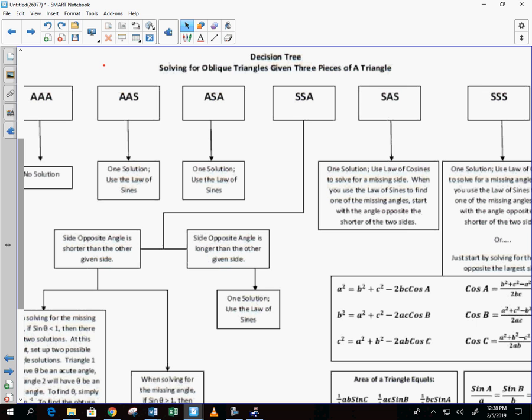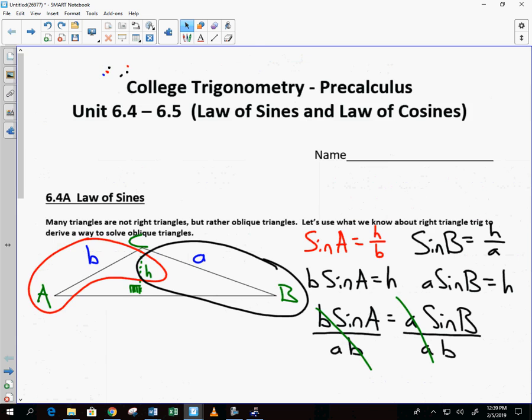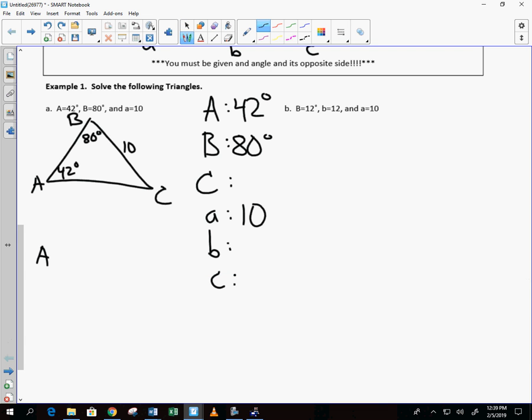So you tell me. The triangle that I have right here, which one of these six is it? Okay, it's two angles and it's one side. So that means it either needs to be angle, side, angle, or it needs to be angle, angle, side.